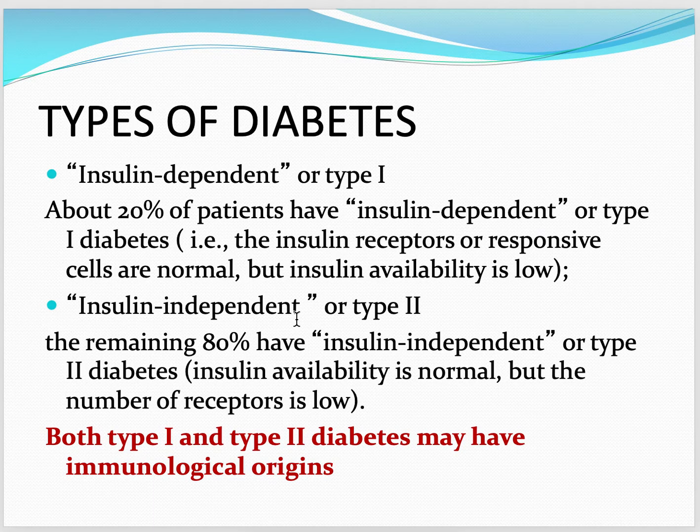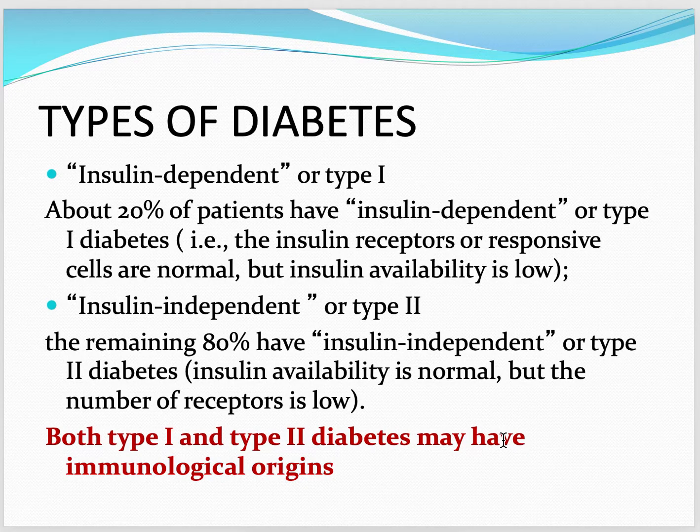In case of insulin independent or type 2 diabetes, the remaining 80% of patients have it; 20% of patients usually have type 1 insulin dependent diabetes, but the rest 80% have insulin independent, that is type 2 diabetes. In this case, insulin availability is normal. There is enough insulin, but the number of receptors is low. The amount of insulin is normal, but our cells cannot utilize the insulin. That means insulin utilization is low.